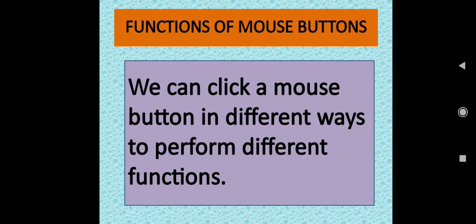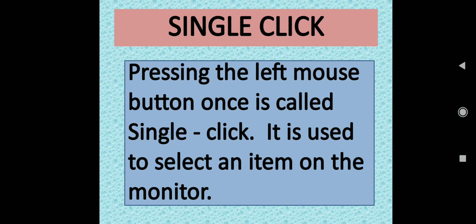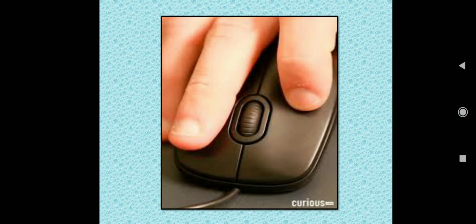Now let us learn about functions of mouse buttons. We can click a mouse button in different ways to perform different functions. Single click. Pressing the left mouse button once is called single click. It is used to select an item on the monitor. Look children, this image shows how to click the mouse once. This is also known as single click.